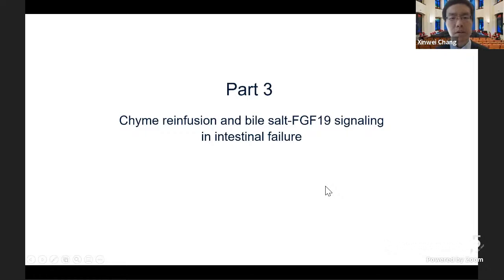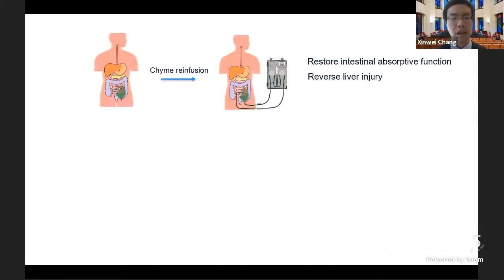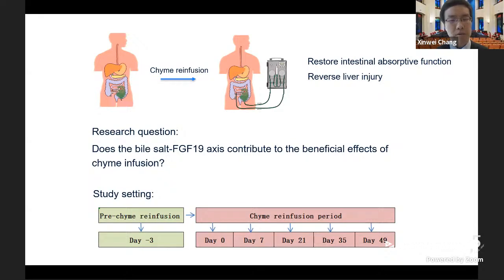In part 3, we studied the contribution of bile salt FGF19 to the beneficial effect of chyme reinfusion in patients with intestinal failure. Chyme reinfusion is an enteral nutrition technique which can reestablish the continuity of the small intestine. Previous studies found that chyme reinfusion can restore the intestinal absorptive function and reverse the liver injury, but the mechanisms remain unknown. Our research question is, does the bile salt FGF19 axis contribute to the beneficial effect of chyme reinfusion? To this end, we collected the samples at 3 days before chyme reinfusion and different time points after chyme reinfusion.